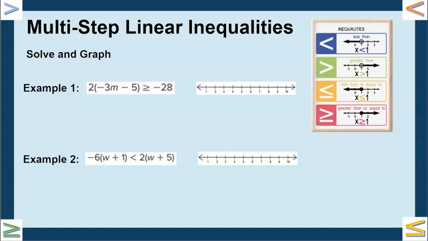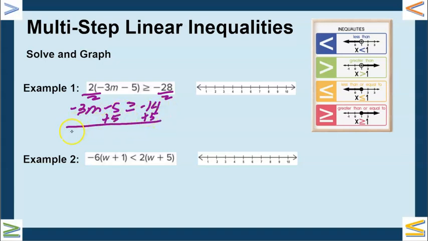Now you could distribute the 2 here to get rid of the parentheses, but then you're going to have to divide a 2 out later on. So I'm going to divide everything by 2 first. I'm going to divide both sides by 2, and that's going to leave me with negative 3m minus 5 is greater than or equal to negative 14. To get negative 3m by itself, I'm going to add 5 to both sides.